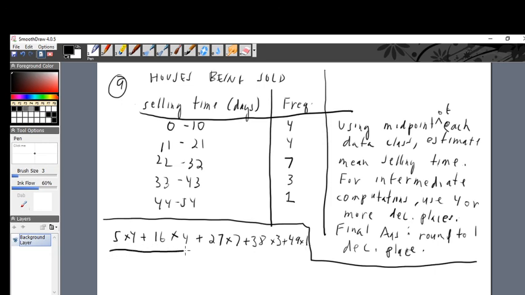Divide that by all the data items. How many data items are there in total? Add up all the frequencies. 4 and 4 is 8. 8 and 7 is 15. 15 and 3 is 18. 18 and 1 is 19. Divide by 19.